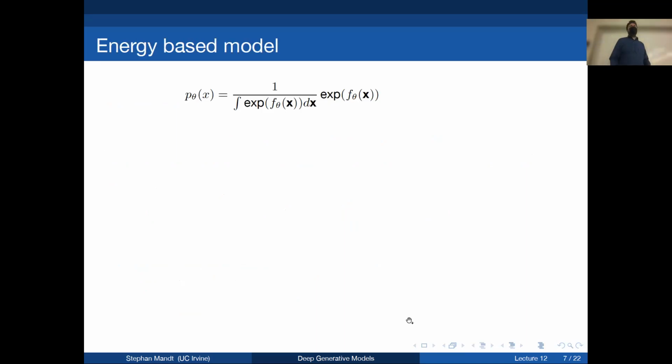So what's now the definition of an energy-based model? Well, it's just some arbitrary distribution over some high-dimensional data x that satisfies a particular parametric form. It's defined as an exponential of some function f over x, and then we explicitly normalize that expression by dividing it by the volume of that exponential of f.